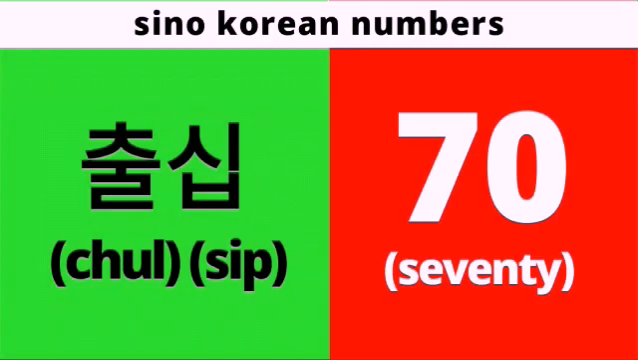Next is number 70. The Sino-Korean translation of this is chil ship. Chil means 7 and ship means 10. So this combined would be the same as saying 7 sets of 10, and that is equal to 70.